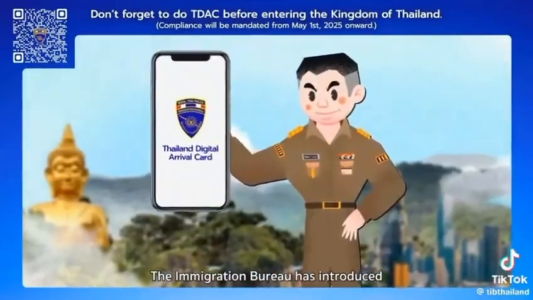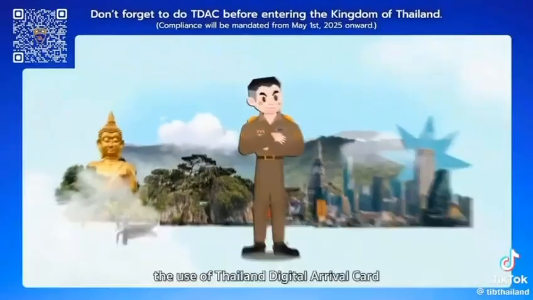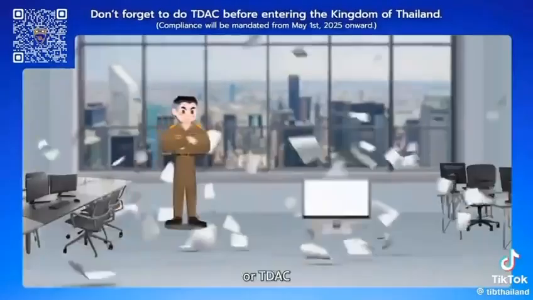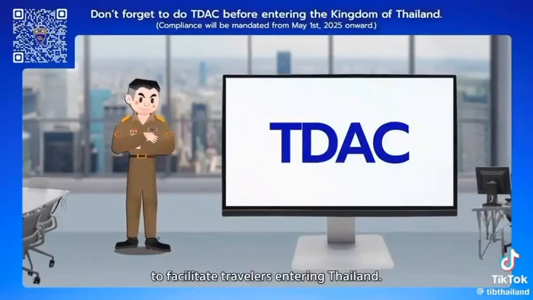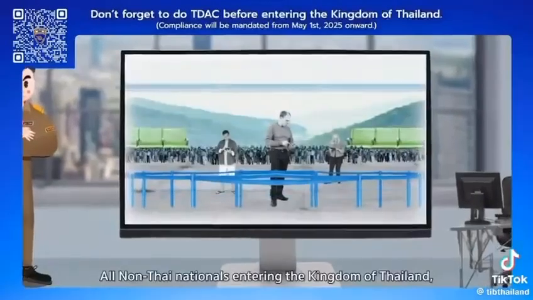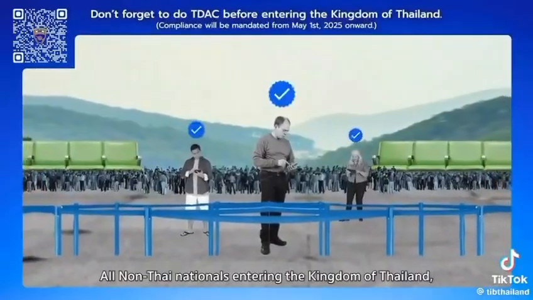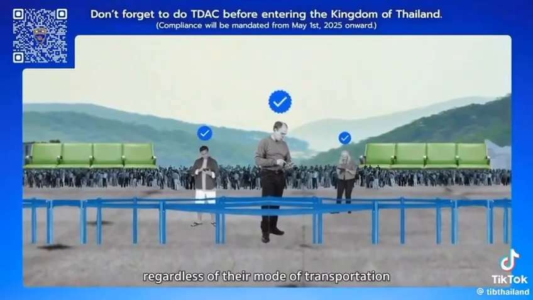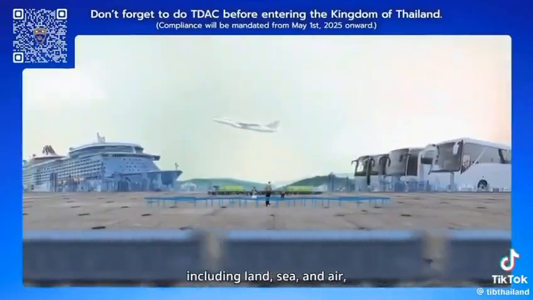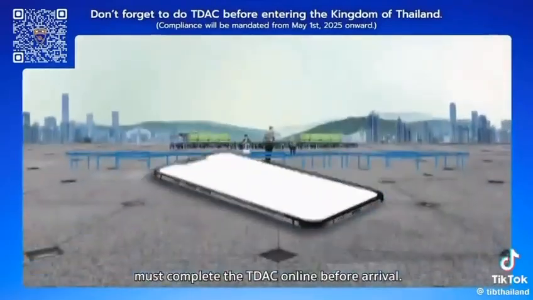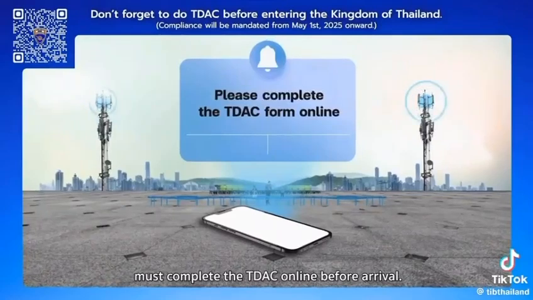The Immigration Bureau has introduced the use of Thai Digital Arrival Card, or TDAC, to facilitate travelers entering Thailand. All non-Thai nationals entering the Kingdom of Thailand, regardless of their mode of transportation, including land, sea and air, must complete the TDAC online before arrival.